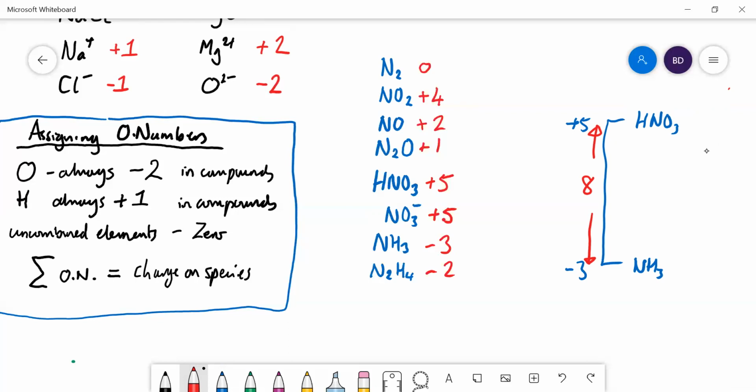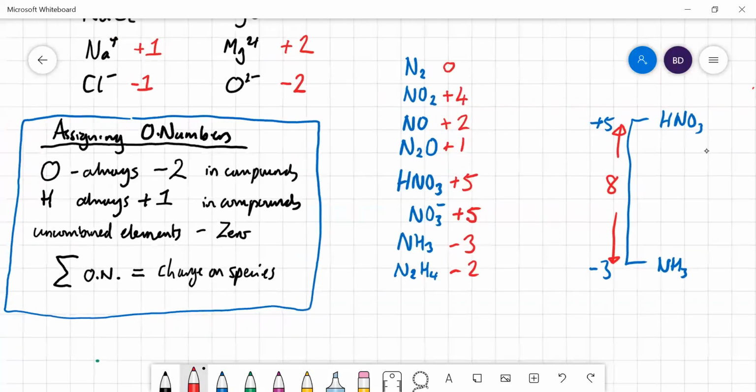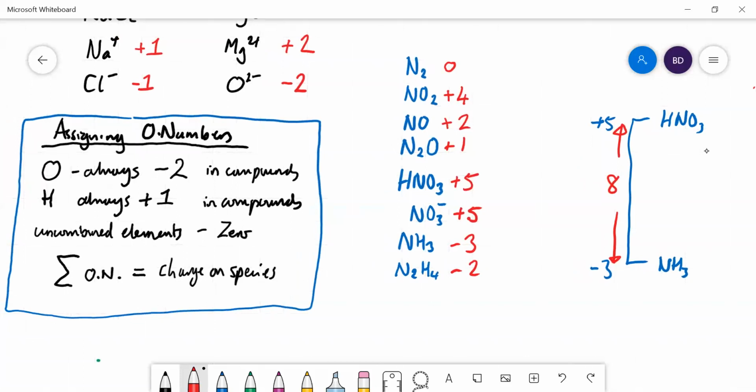Okay, so that is the basics of assigning oxidation numbers, and we'll leave it there. There are a few exceptions to these rules we've got in the blue box here, and we'll talk about them in the next video.